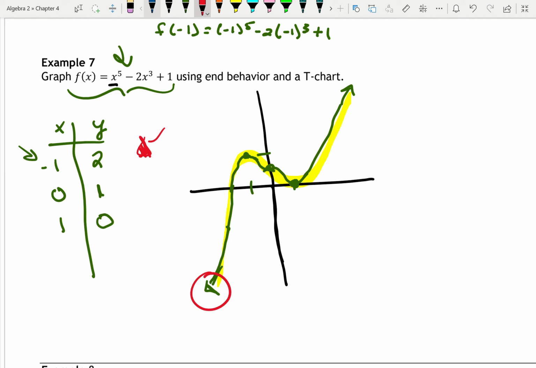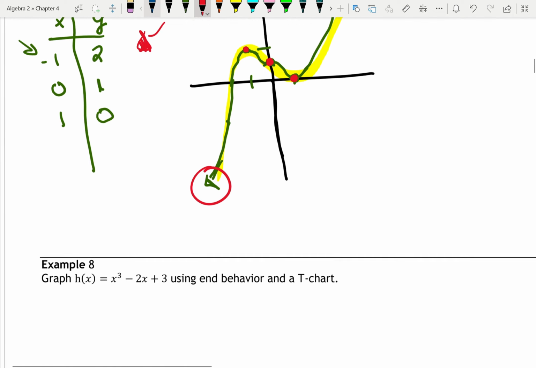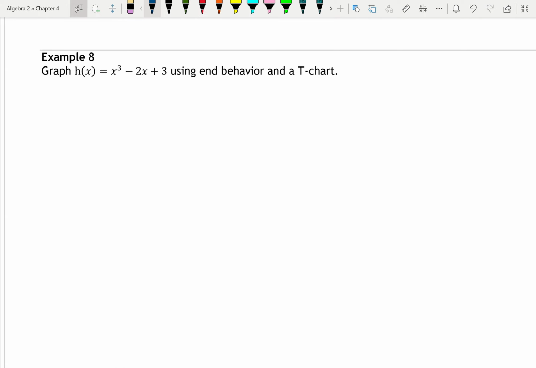We have the end behavior there, those arrows there. We have some good solid dots in the middle of it. And then we connected the dots. We use the graphing calculator to help guide us. All right, that is number 7. Let's scroll down, look at number 8. Again, we're graphing with end behavior and a T-chart.